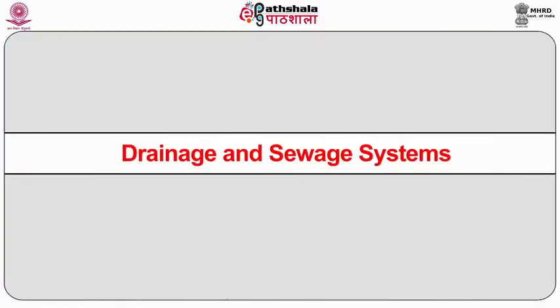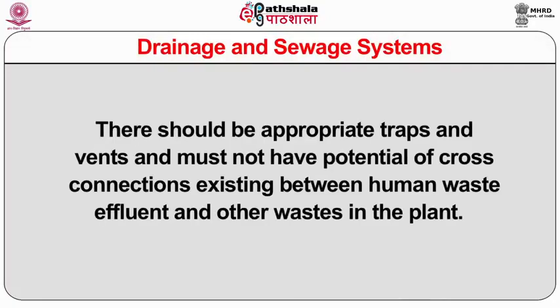The HVAC system should be cleanable regularly to prevent any contaminated air. Drainage and sewage systems. There should be appropriate traps and vents and must not have potential cross connections existing between human waste, effluent and other waste in the plant.